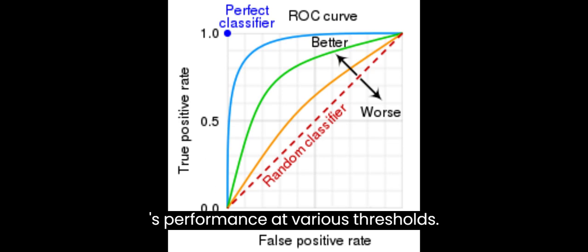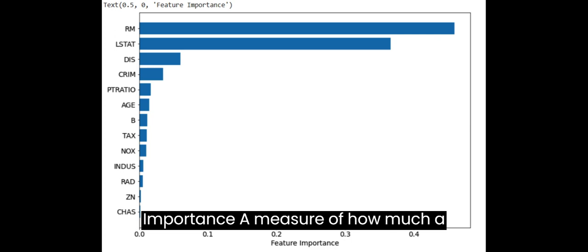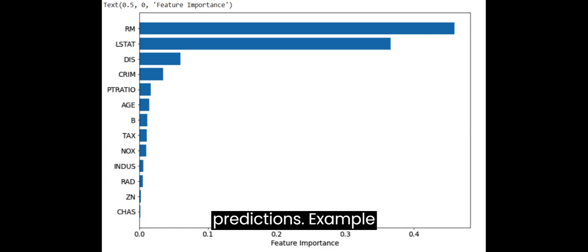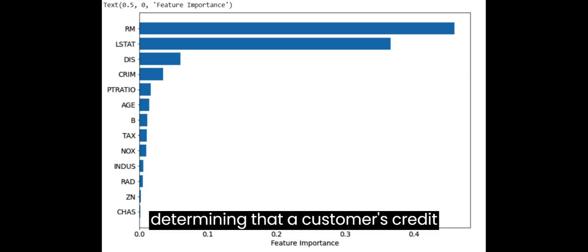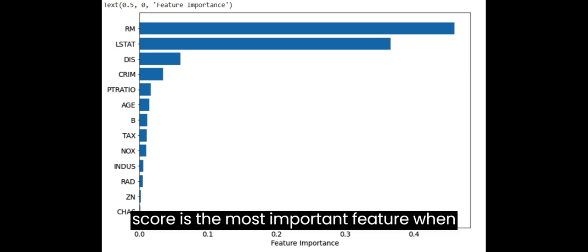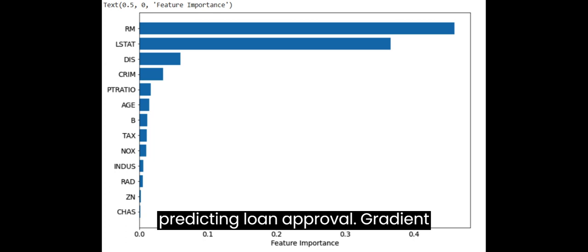various thresholds. Example, plotting an ROC curve to evaluate the trade-off between true positive rate and false positive rate in a fraud detection model. Feature importance, a measure of how much a feature contributes to a model's predictions. Example, determining that a customer's credit score is the most important feature when predicting loan approval.